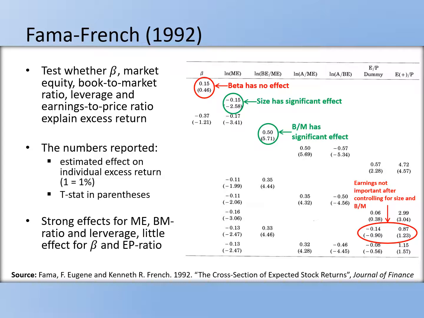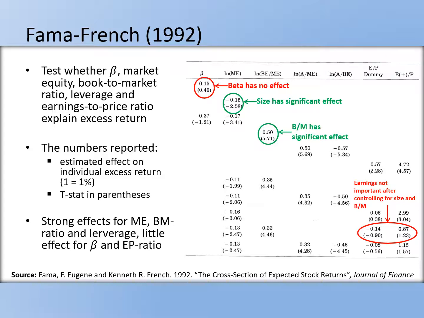Another thing to note is that if you put market equity, book to market, earnings, this is a dummy. The reason they did this is because earnings sometimes is negative, so they have to figure out a way to deal with that. So this number, E plus, is going to be earnings if earnings is positive, and it's going to be 0 if earnings is 0 or negative. So this number will be 0 for any companies that have negative earnings. So they have dummies, and this captures the magnitude.